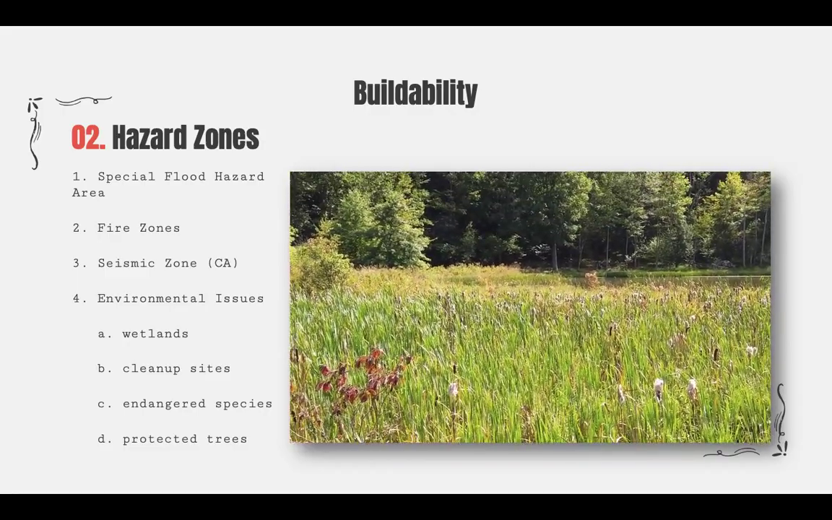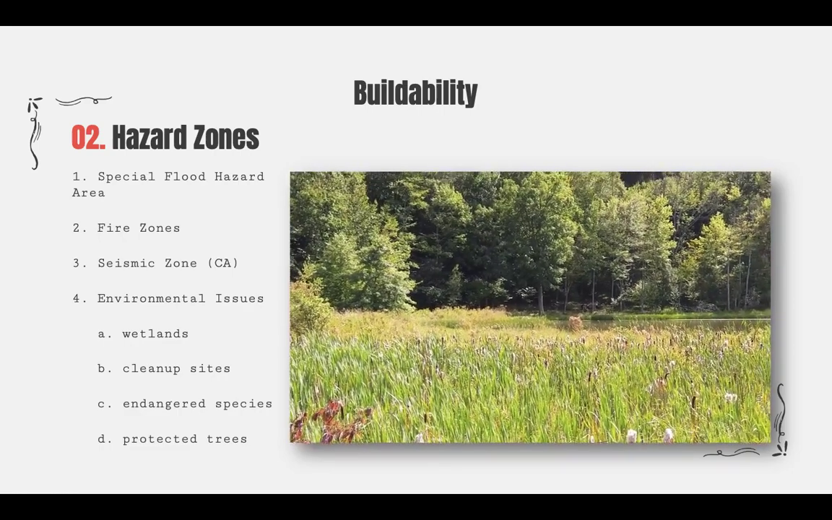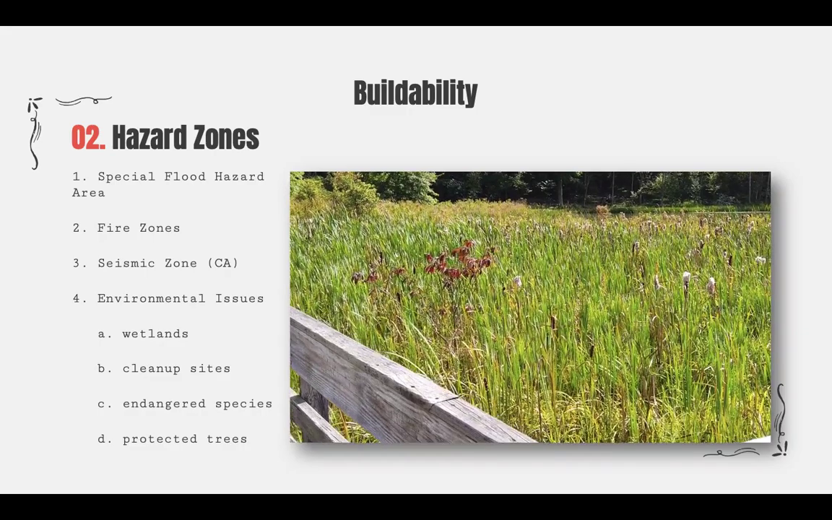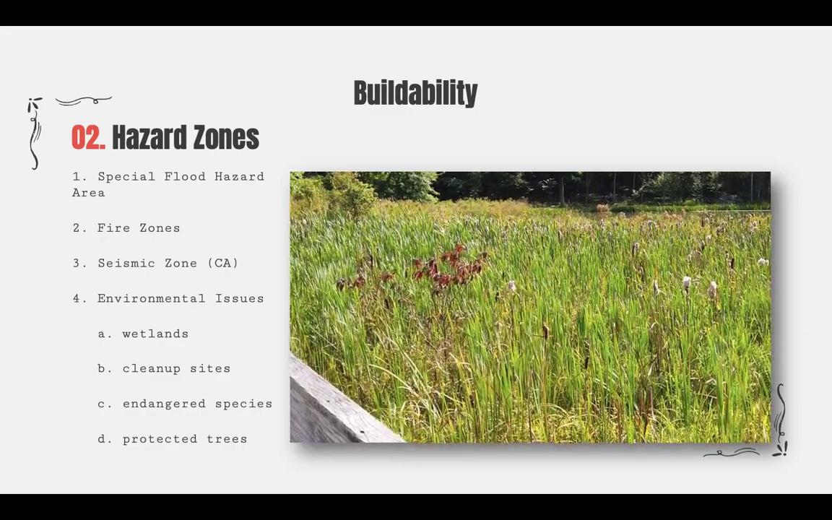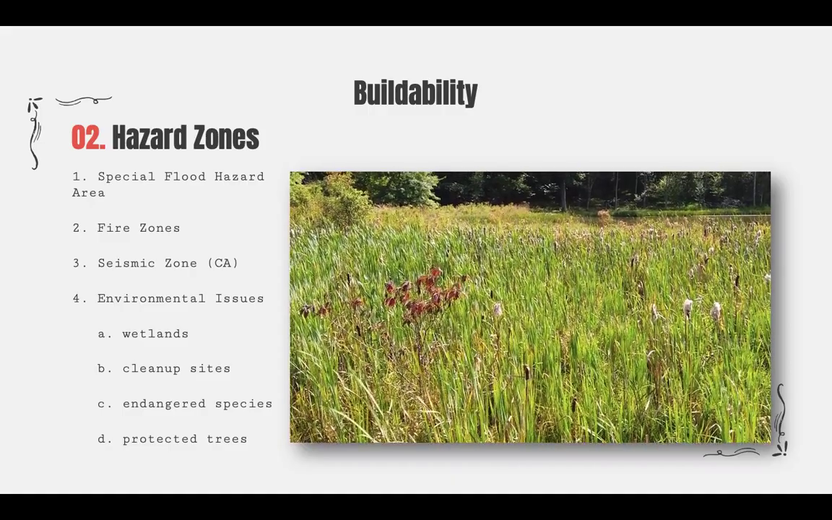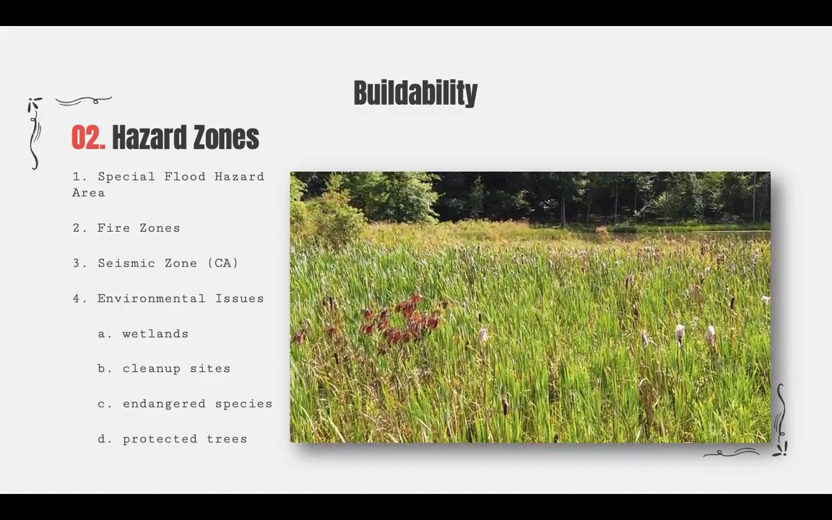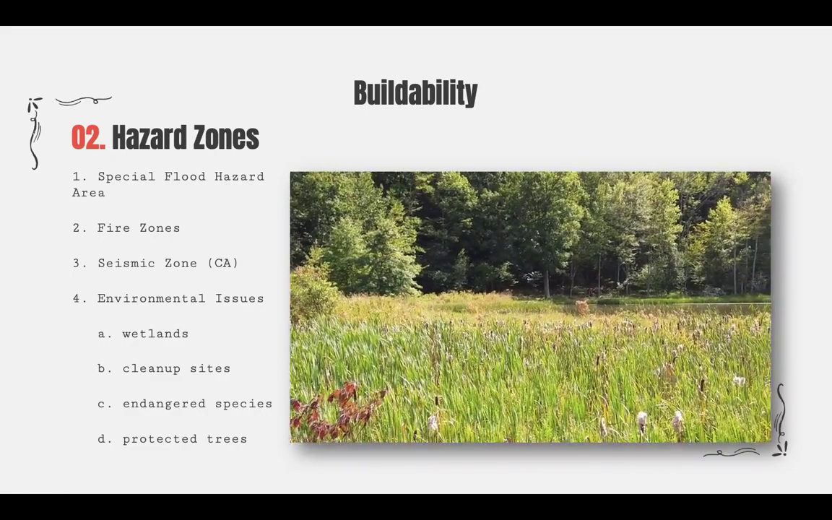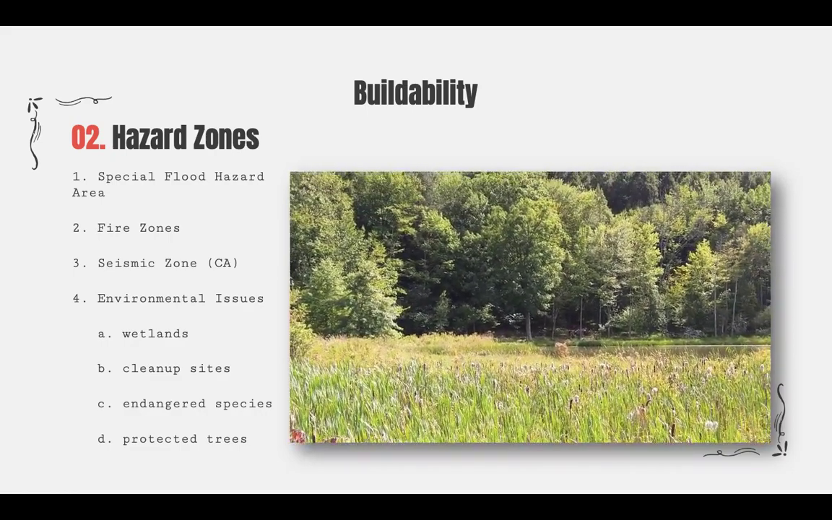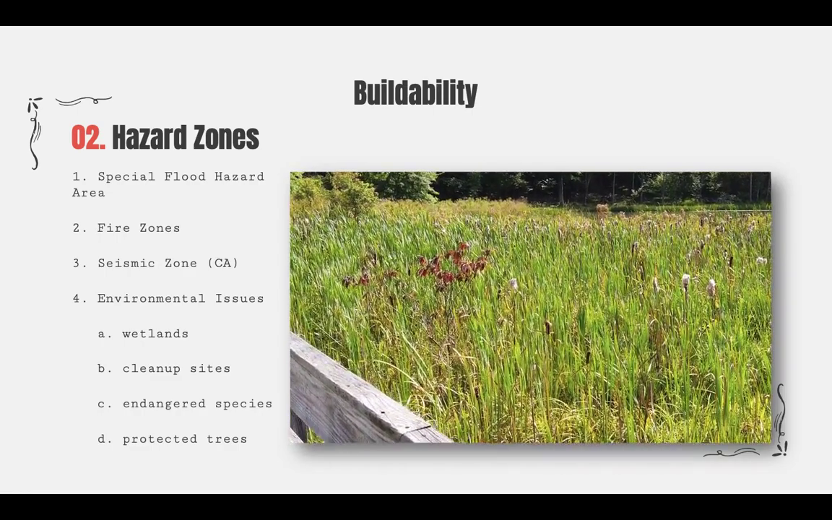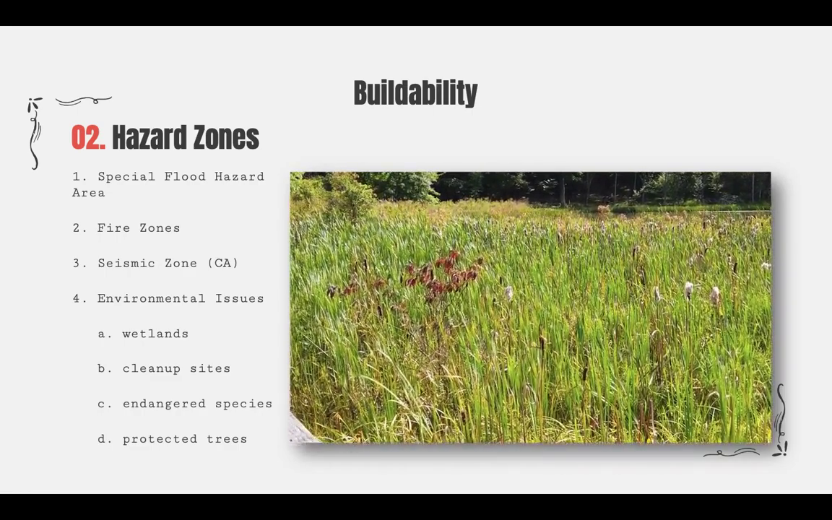And finally, there are other environmental issues. Some of these are not so much hazard zones, but they're things you want to think about. So is there a wetland on the property? Is there an environmental cleanup site nearby? Are there endangered species? Are there protected trees? All of these things can affect how easy it is to build on the property.